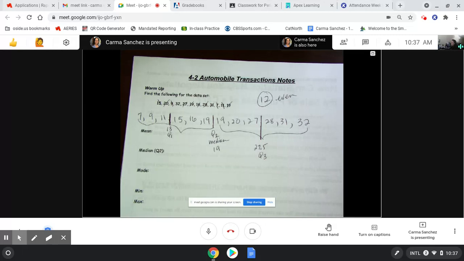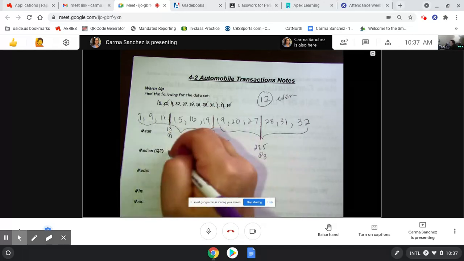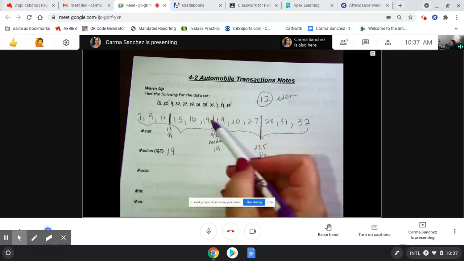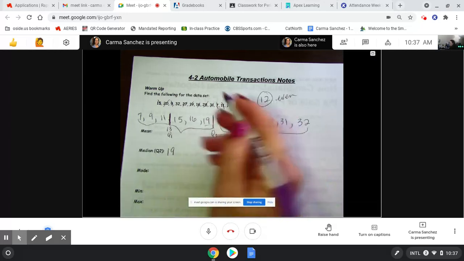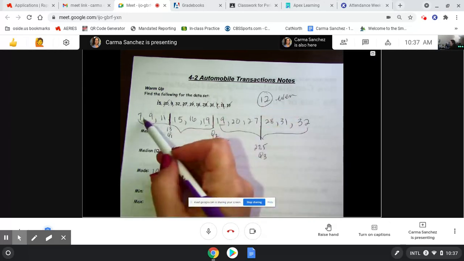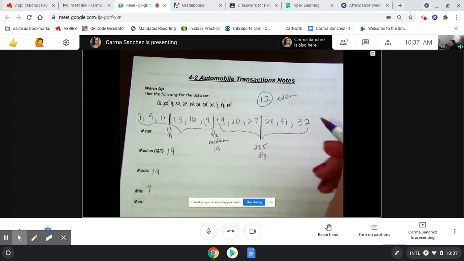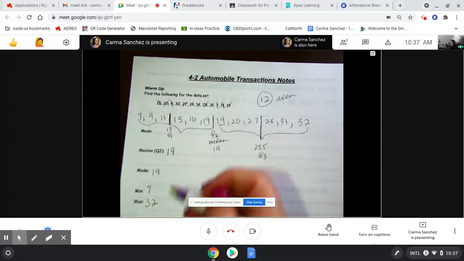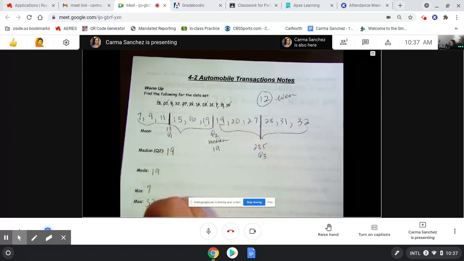So now I have my median, 19. I have my mode, my most occurring is 19. I have my minimum. I have my maximum. I have my Q1. I have my Q3. And then I can calculate the rest from here.